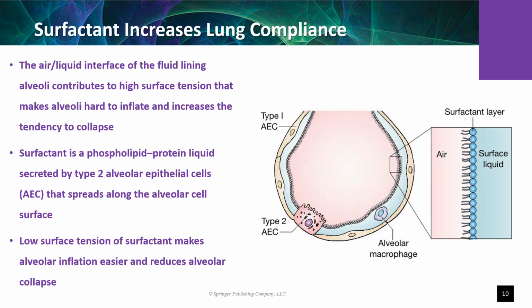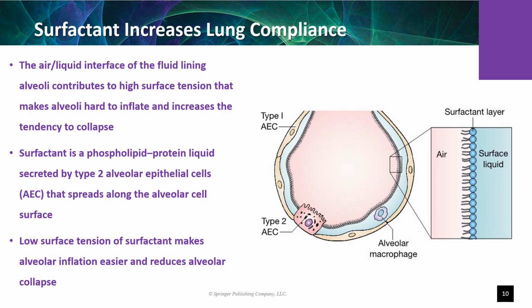Surfactant, or the fluid that lines the alveoli, is a major factor in lung compliance. Surfactant greatly reduces surface tension, making inspiration easier. It also reduces alveoli surface tension.